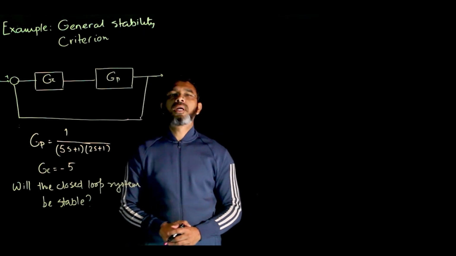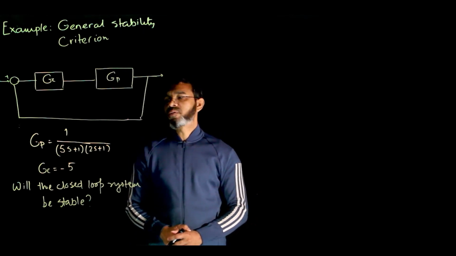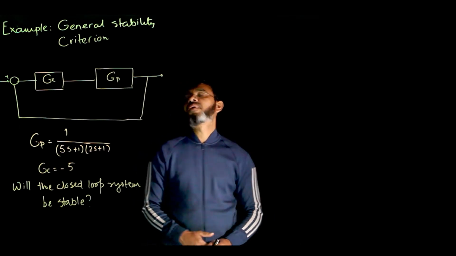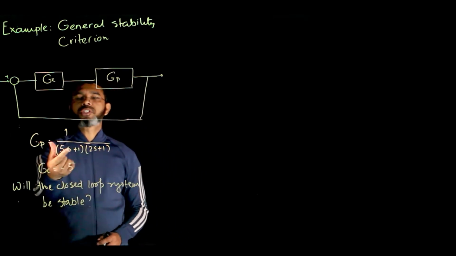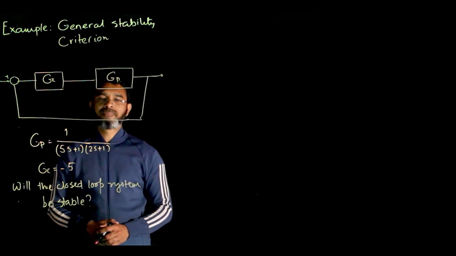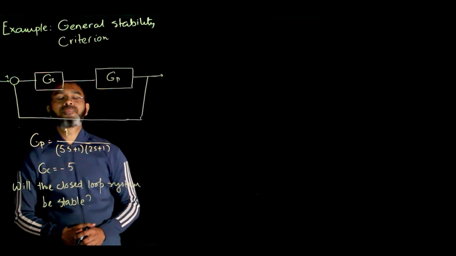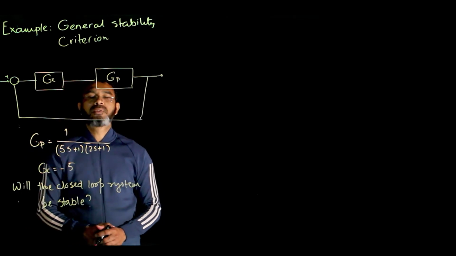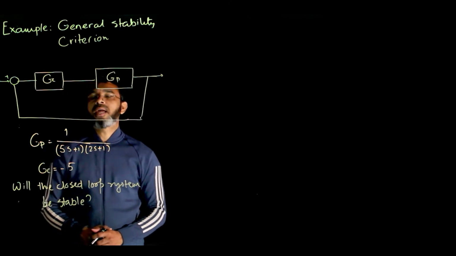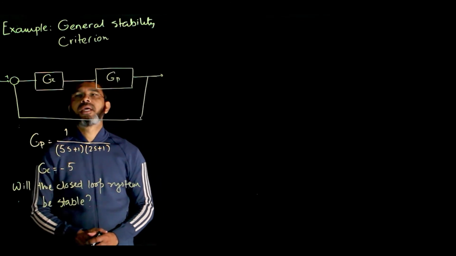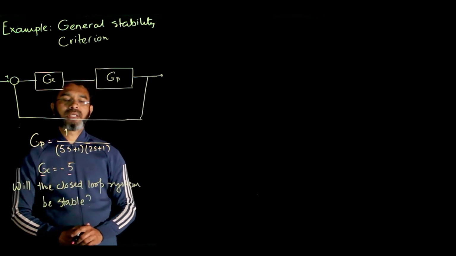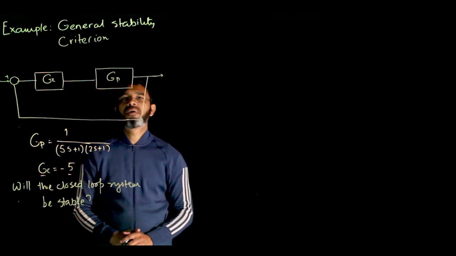We take a look at one example of how to use this general stability criteria to determine stability. Now we're given a closed loop process. The process transfer function is given by 1 over (5s plus 1)(2s plus 1). So it is a second order process without any delay term, with two poles. And then if you implement a proportional controller with Gc equals -5, will the closed loop system be stable or not?